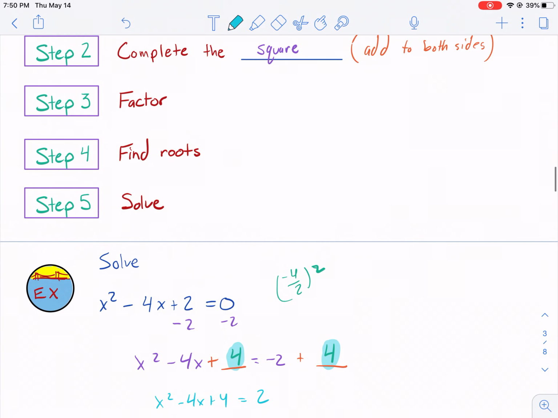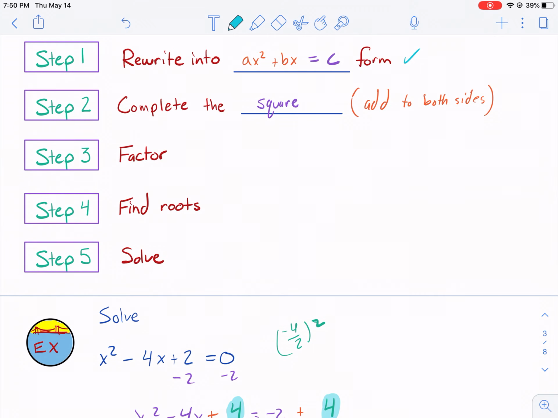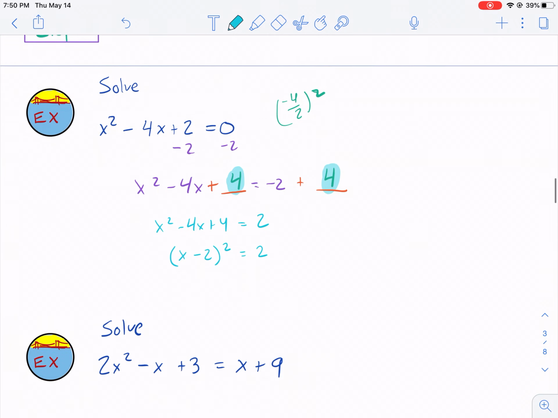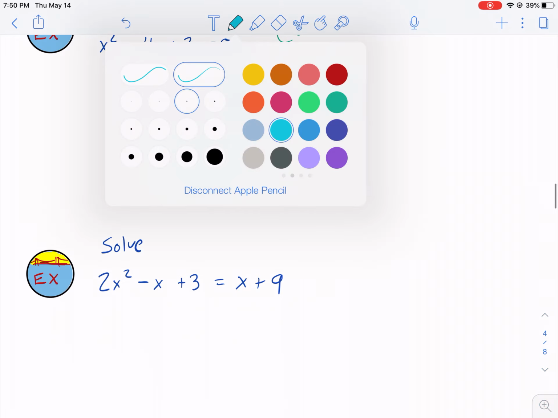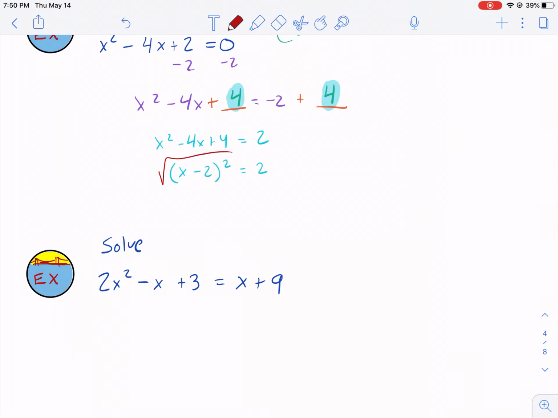That was step 3, factored. So we did step 1, check, step 2, check, factor, check. Now we're going to find the roots. This is where we take our square roots. To undo the squared, we get x minus 2 equals, and now this is where we need to separate it.